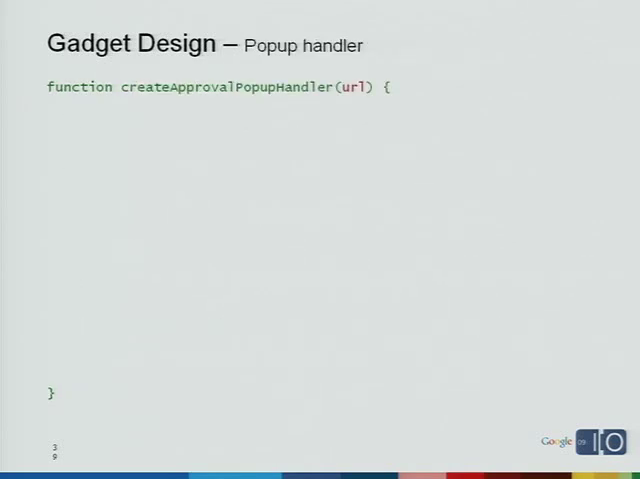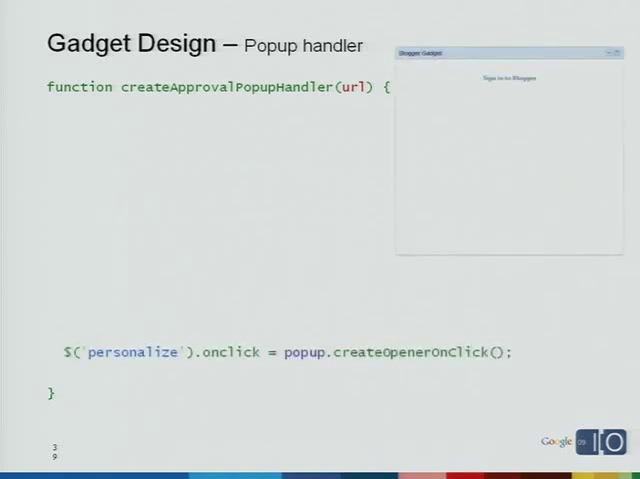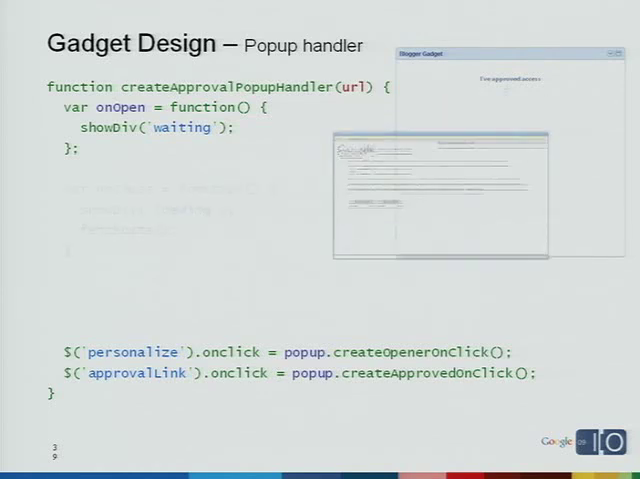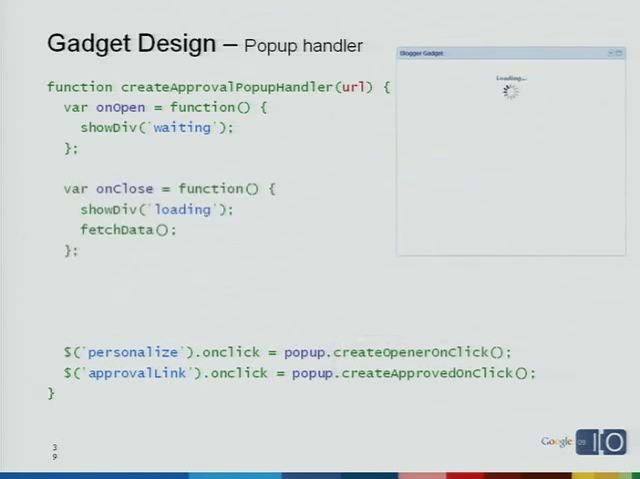So the popup handler, the thing that makes this all work. So we saw the sign into Blogger link. That was the first thing when the gadget's been authenticated. We're passing that OAuth approval URL in there. We're creating an on-click handler for that link. Our onOpen function is just going to open that pop-up. We'll show the waiting state. The user will click, grant access. The gadget will refresh itself.